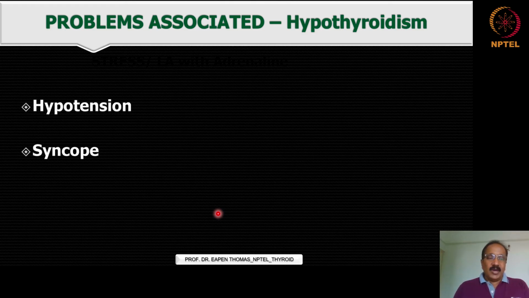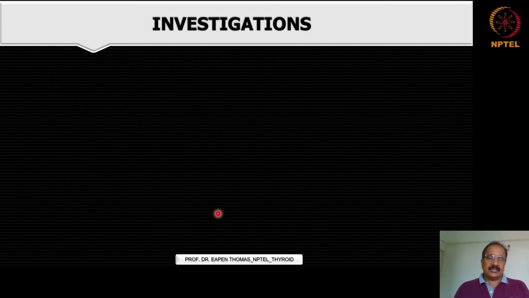Let's see what the problems associated with hypothyroidism are. Now, hypothyroidism as such does not have any direct issues or problems for us. The only problem is that people with hypothyroidism are more prone to hypotension because the circulatory volume is less. Cardiac output is less. Stroke volume, force of contraction, everything is less. So they have hypotension, so the brain is vulnerable to hypoxia and they are more prone to syncope. So these are the only main situations we are worried about with hypothyroidism. Otherwise, hypothyroidism does not actually pose any problem.